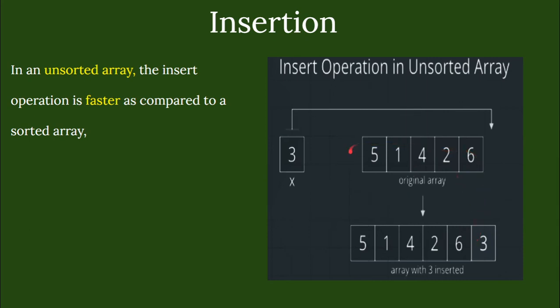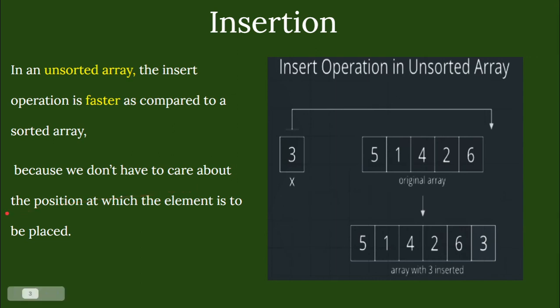If the array is sorted and you want to insert one more element, we have to take care in such a way that when you insert the new element, the array is always in order. So that is the concept of inserting an element in the sorted array. But in the case of an unsorted array, simply we can add to the end of the list. So there is no pushing and making room. There is no operation for pushing the element and making the space. So the operation is faster. That is what is explained over here. In an unsorted array, the insert operation is faster as compared to the sorted array, because we do not have to care about the position at which the element is to be placed.